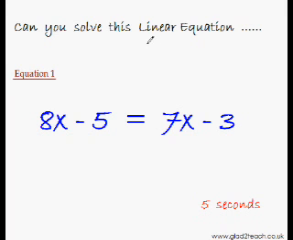Now we would be doing linear equations in more detail. And hopefully after watching this video, you'd be able to do any linear equation you ever come across in just a few seconds. So, can you solve this linear equation in 5 seconds? I'm sure that you can, so please give it a try.